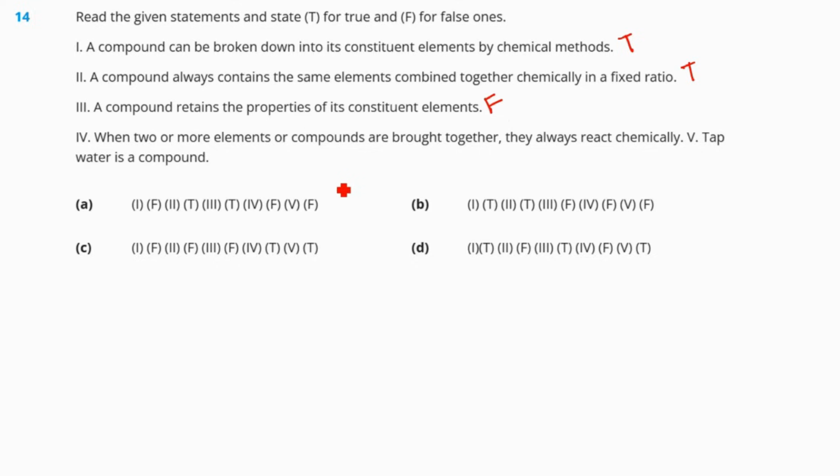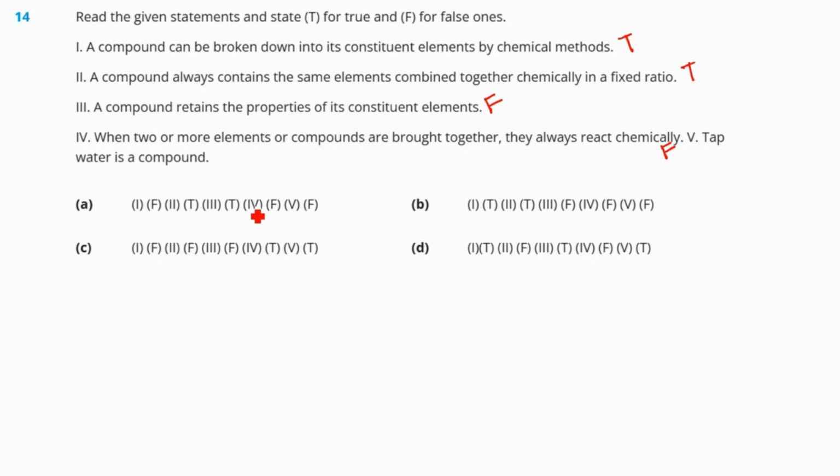4. When two or more elements or compounds are brought together, they always react chemically. So this is not always possible.